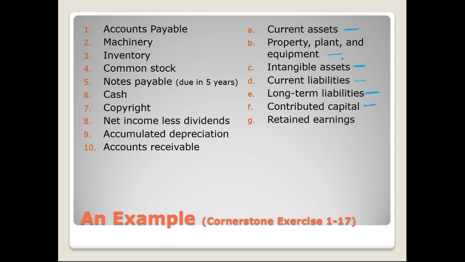Net income minus dividends. Yes, that is retained earnings. If you've been following along your textbook, you know that one. Accumulated depreciation. What category does that fall under? Yes, if you were listening closely, you know that depreciation is the loss of value to all long-term property, plant, and equipment assets. Now, it is technically a negative number. It reduces the total value of assets over time, but it does show up in the category property, plant, and equipment. Lastly, accounts receivable.